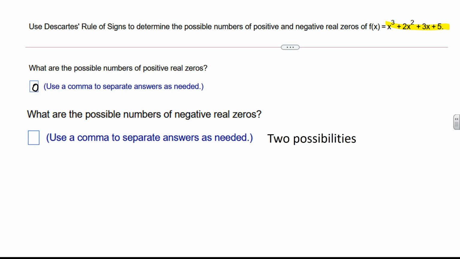What about the negative? So here for the negative, we replace the x with negative x. So we have f of negative x is equal to negative x to the third plus 2x squared minus 3x plus 5. So we go from negative to positive, that's 1 change. Positive to negative, that's 2. Negative to positive, that's 3. 3 changes, or it's 3 minus 2, we get 1. So it's either 3 or 1.